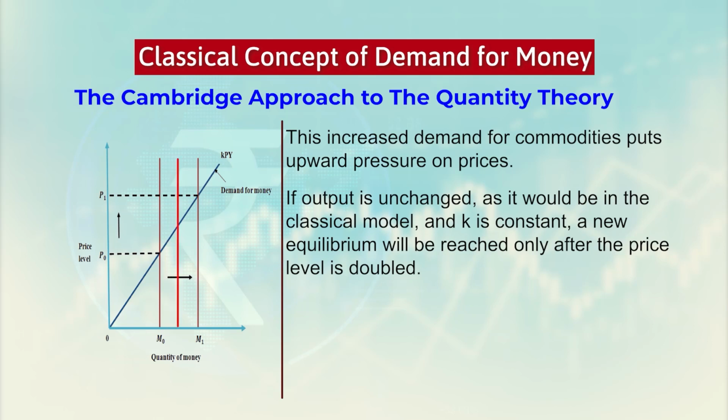And the new equilibrium, from the diagram you can see that the red line is shifting from left to right, and the new equilibrium is taking place at the point of intersection between the rightmost red line and the upward sloping black line indicating KPY, giving us two equilibrium points. On the vertical axis, the equilibrium point is P1, and on the horizontal axis, the equilibrium point is M1. This means when money supply increases from M0 to M1, the price level is going to go up from P0 to P1.